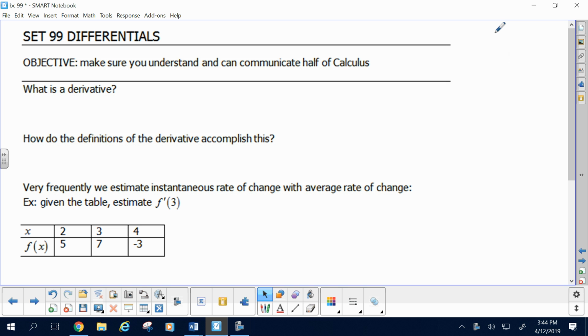Here we go. So the lesson for set 99 is differentials. And let's start off with the most basic question, which I'm hoping you can answer. And that is, what is a derivative? I'll give you a second to think about that.